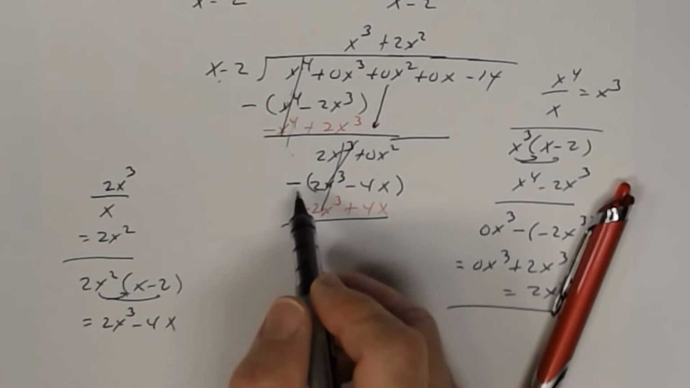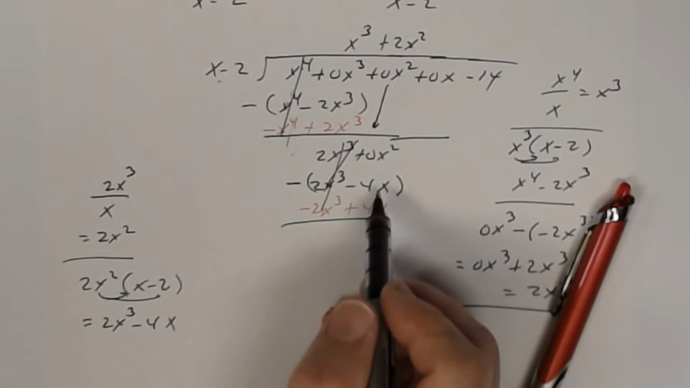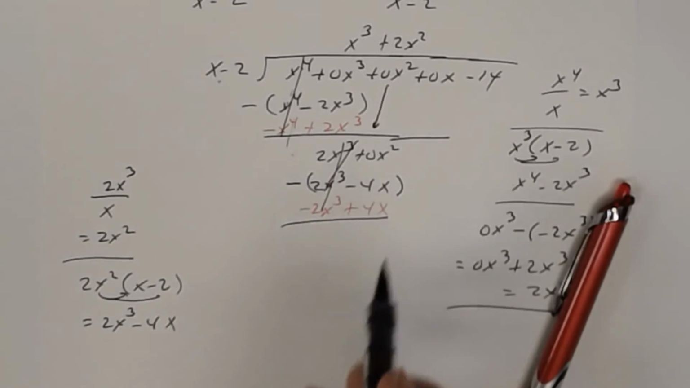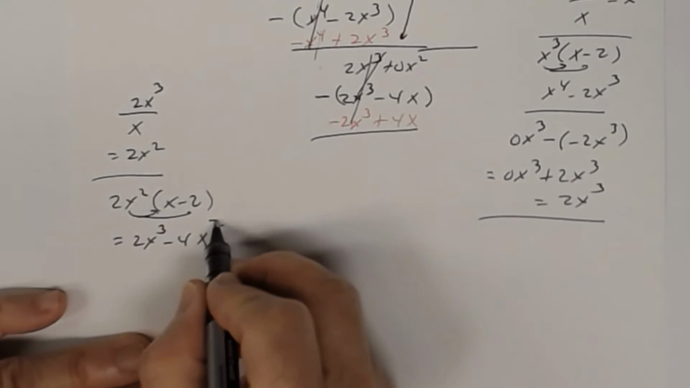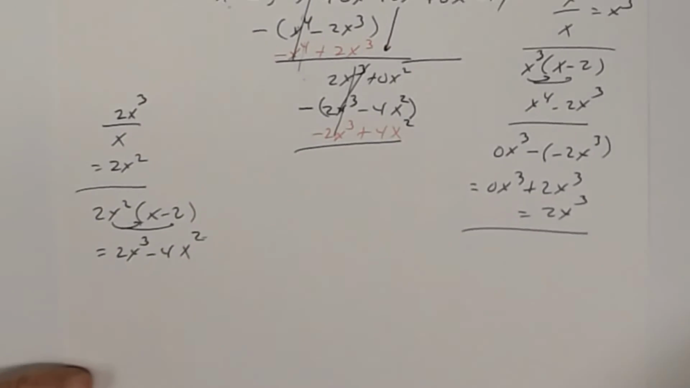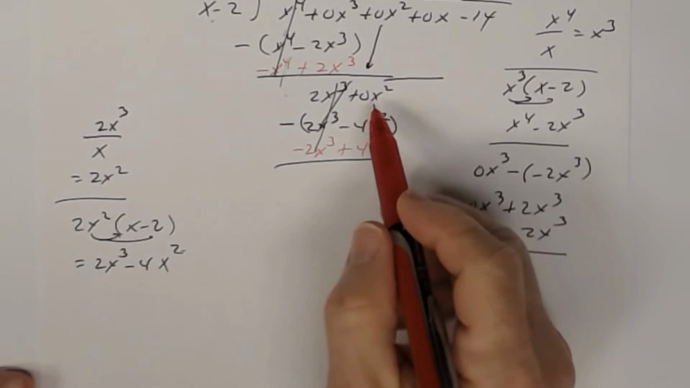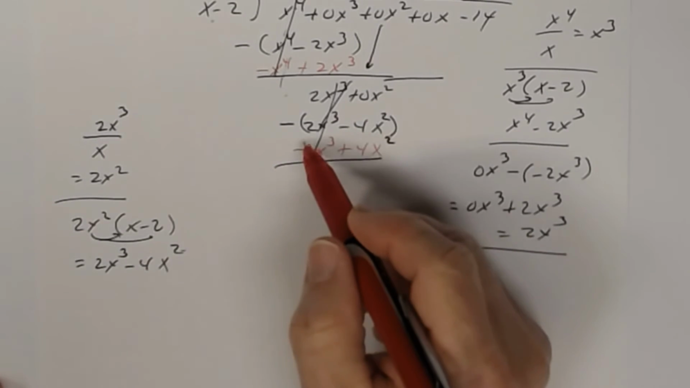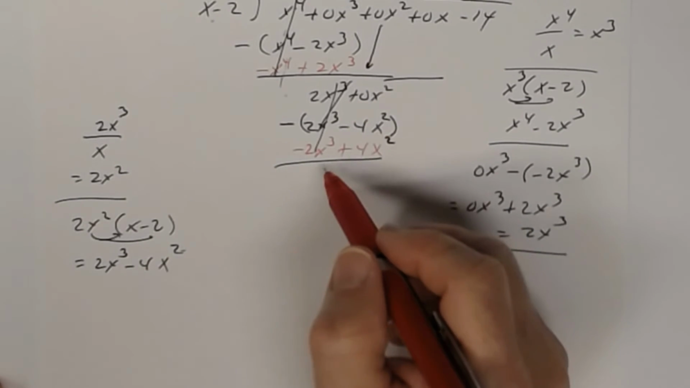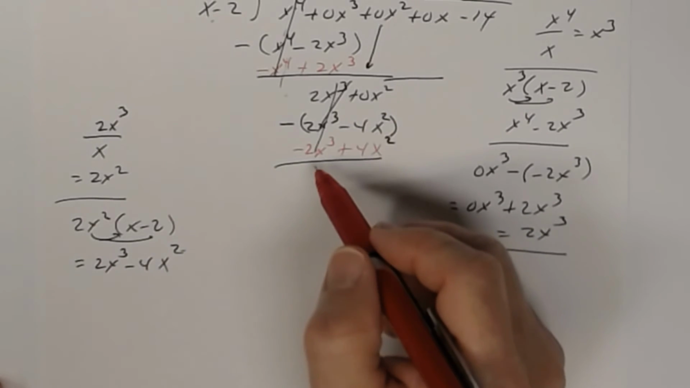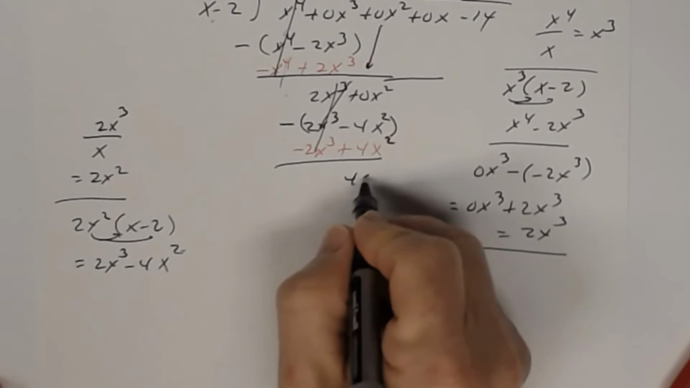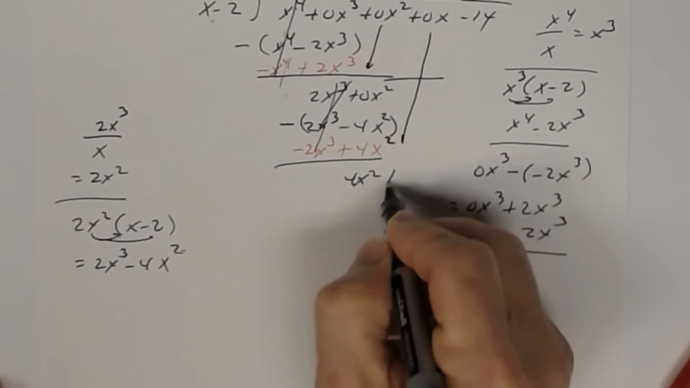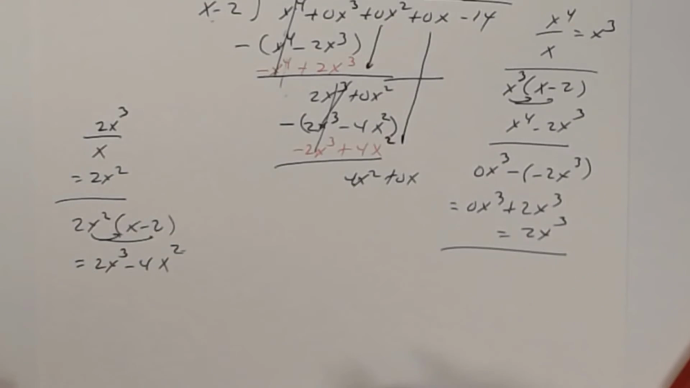0x squared, subtract a negative 4x means the same thing as 0x squared. I'm sorry, that's supposed to be 4x squared right here. 4x squared. Okay, so 0x squared minus negative 4x squared means the same thing as 0x squared plus 4x squared, which is 4x squared. And then you bring down your next term, and then you do this all over again.